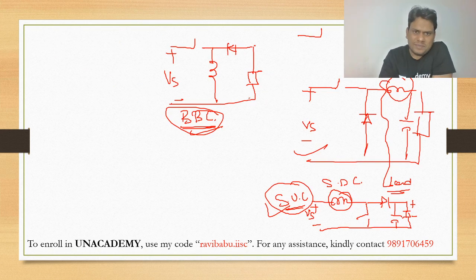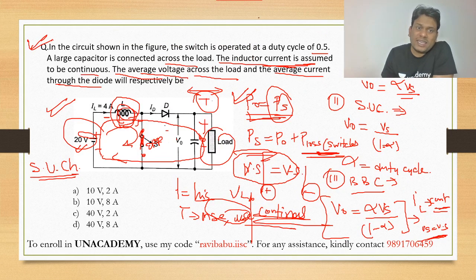Now dear, see, he is asking for the average voltage, then the average current through the diode. Dear friend, the average current of this capacitor is 0. Please mind it.